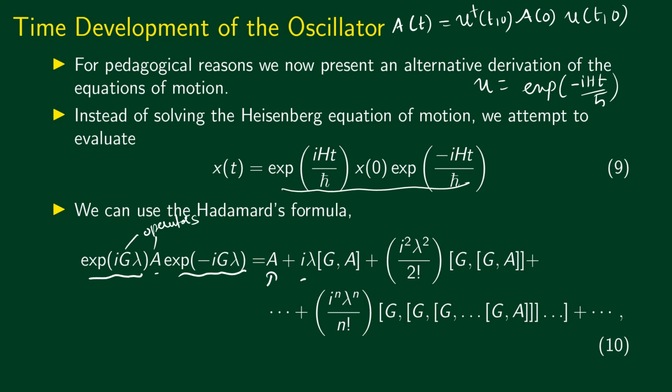The next term is i lambda multiplying the commutator of g with a. And the next term is i square lambda square divided by 2 factorial multiplying the commutator of g with the commutator of g and a. Okay. The next term, of course, would be i cube lambda cube divided by 3 factorial multiplying the commutator of g with the commutator of g with the commutator of g and a. Okay. And the general term would have this form.